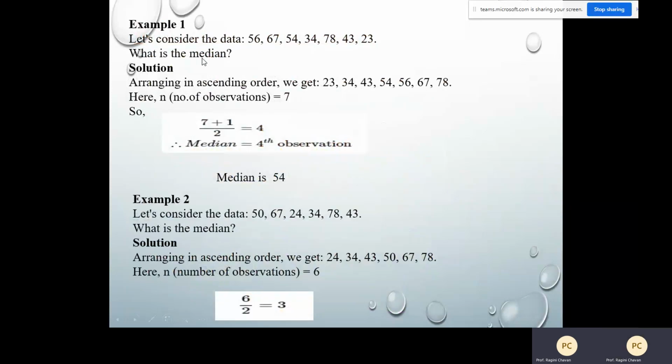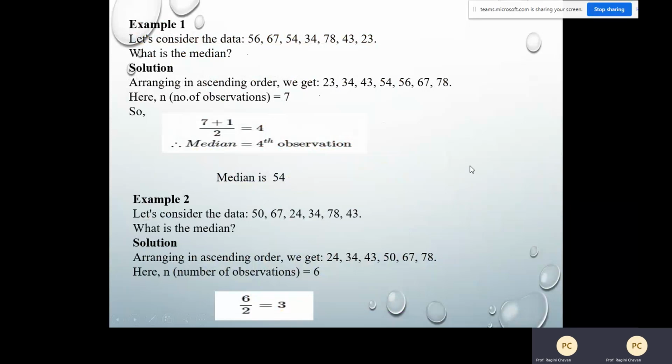Let us see the first example. In that, the number of observations is given as an odd number, that is, 7 observations are given. So in that case, the median comes out to be the (n plus 1) by 2th observation. Therefore, it is 7 plus 1 by 2, so it comes out to be the 4th observation. So the 4th observation is 54. That observation we have to consider after arranging data in ascending order, not from the original data. So it is a very important step that we have to arrange data in ascending order and consider that ascending order to find the median.